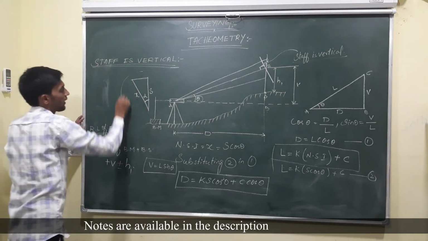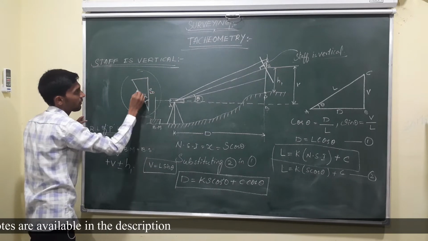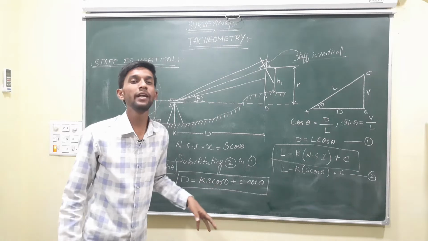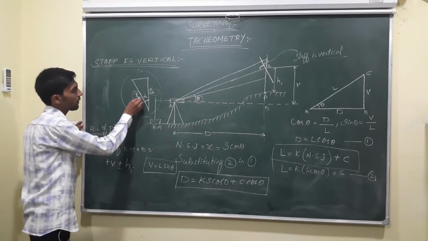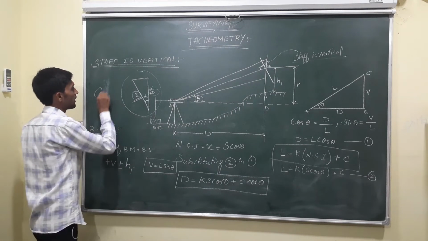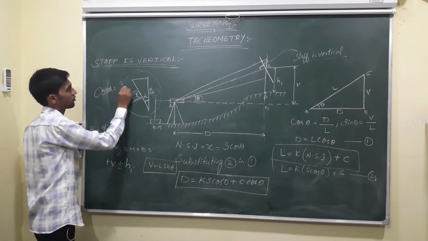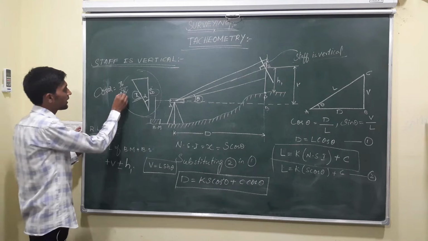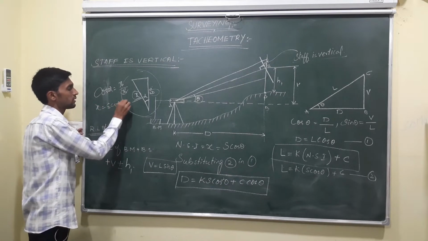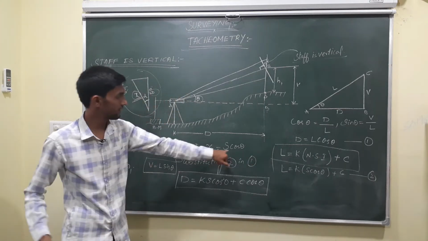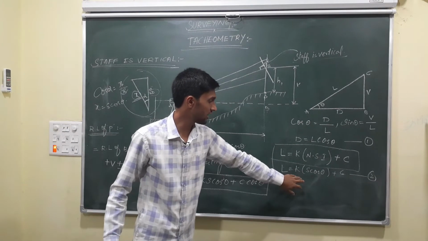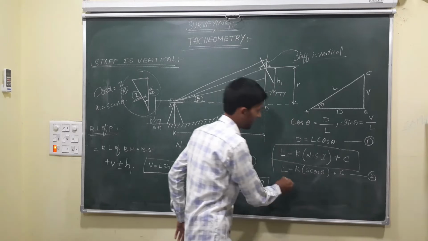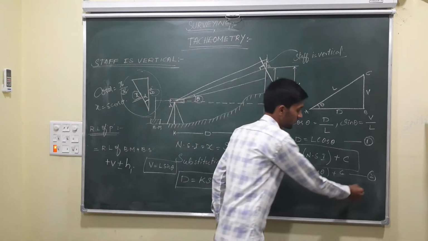Here is the triangle, S is the staff intercept, and we have to find out X. We don't need only the staff intercept, we need the normal staff intercept. So X is our normal staff intercept. Here cos alpha is equal to adjacent X by hypotenuse S. Okay, so we got X is equal to S cos theta. I have substituted in this equation, that is L is equal to K into S cos theta plus C. D is equal to L cos theta is the first equation. L is equal to K into S cos theta plus C is our second equation.